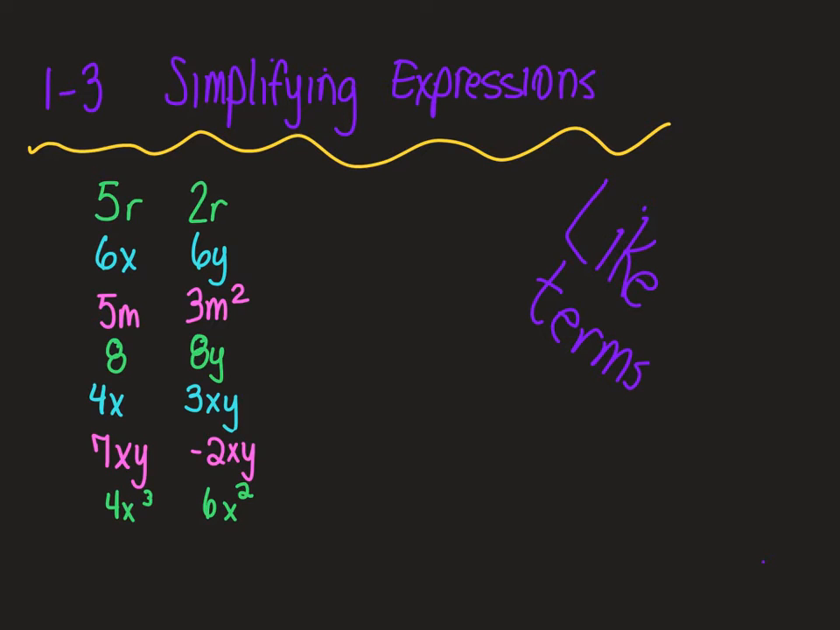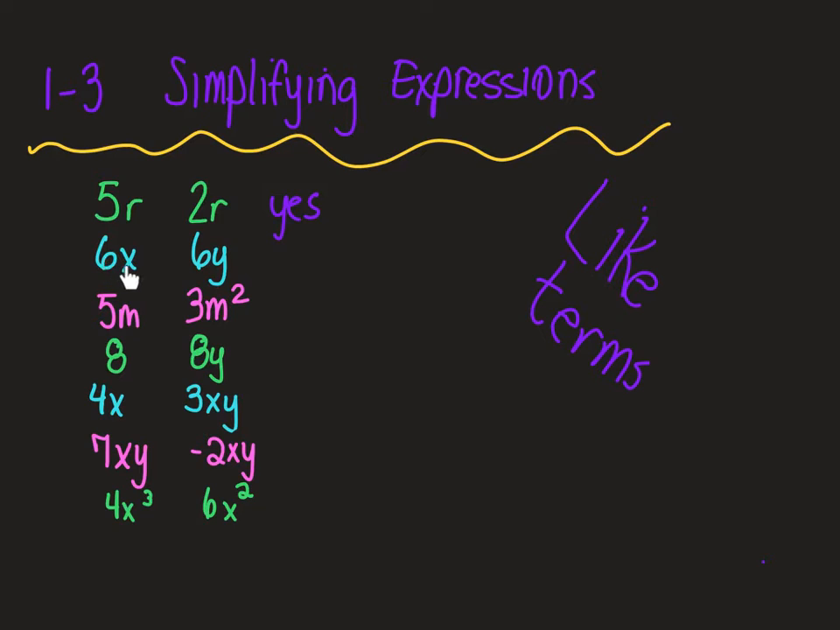So they both have a variable r. This has a coefficient of 5 and this has a coefficient of 2. So this is kind of like saying 5 chicken legs and 2 chicken legs. So yes, those are like terms. So let's pick this color. This one was yes.